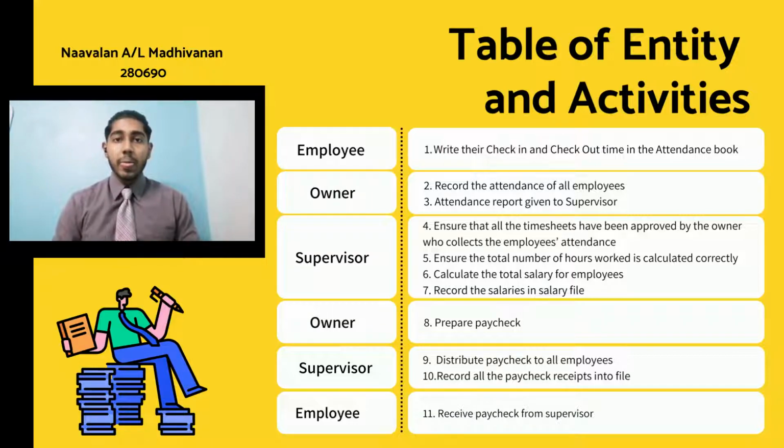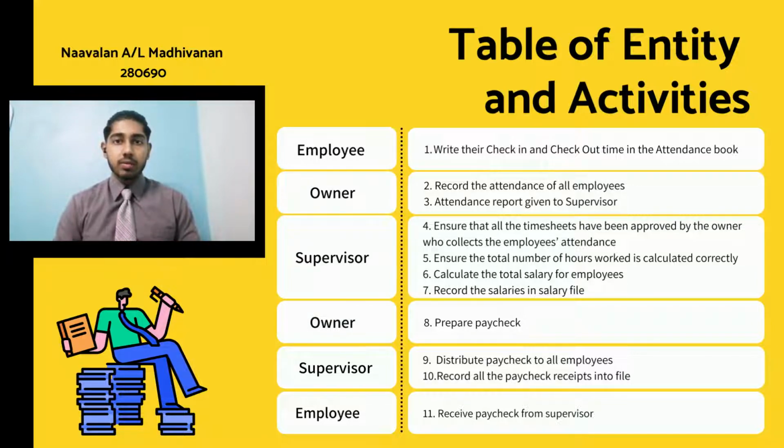So first of all, employees will write their check-in and check-out time in the attendance book, and the owner will record the attendance of all employees, and the attendance report will be given to the supervisor. The supervisor will ensure that all the entries are written in the daily timesheet, and he will get approval from the owner who collects the employees' attendance.